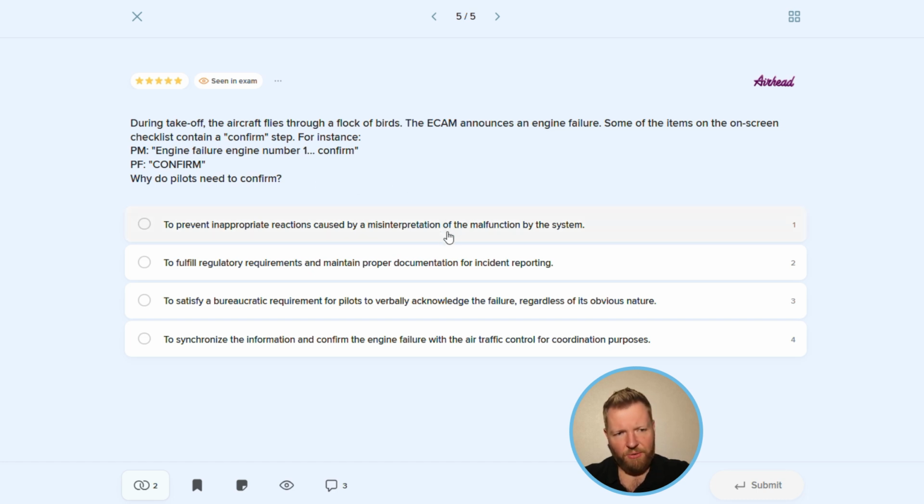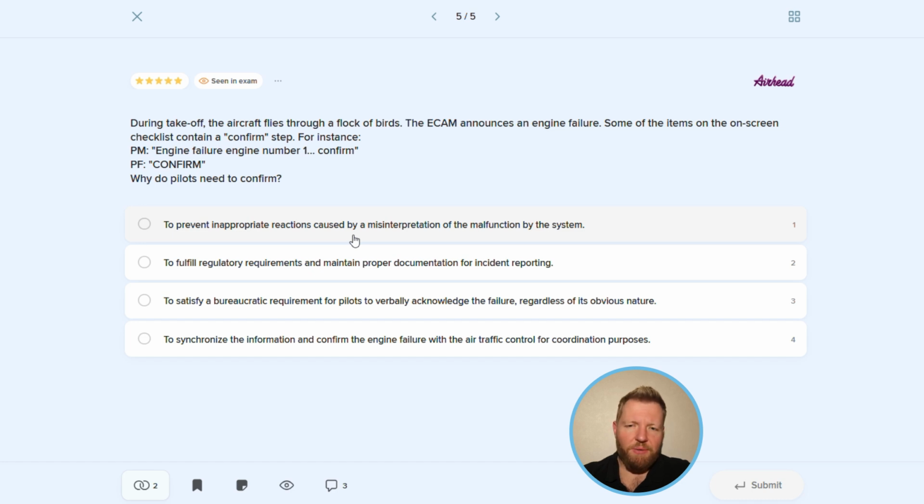To prevent inappropriate reactions caused by a misinterpretation of the malfunction by the system; to fulfill regulatory requirements and maintain proper documentation for incident reporting; to satisfy a bureaucratic requirement for pilots to verbally acknowledge the failure, regardless of its obvious nature; to synchronize the information and confirm the engine failure with the air traffic control for coordination purposes. Okay, for this question, the correct answer is the only one that actually makes sense. So answer number 1, to prevent inappropriate reactions caused by a misinterpretation.